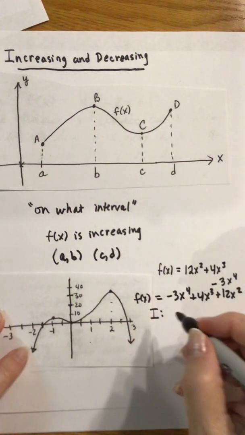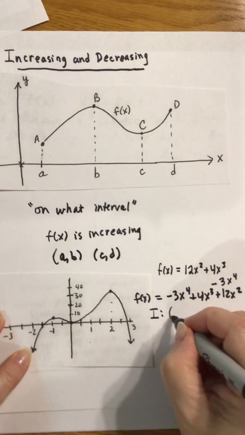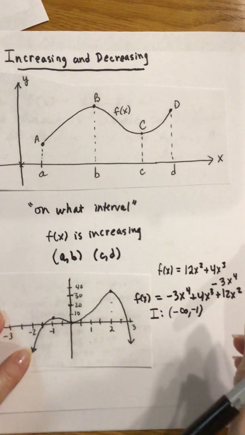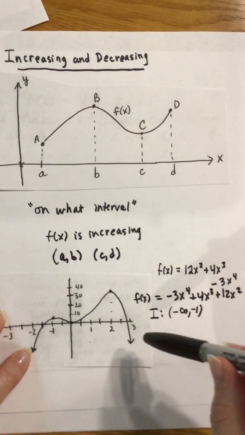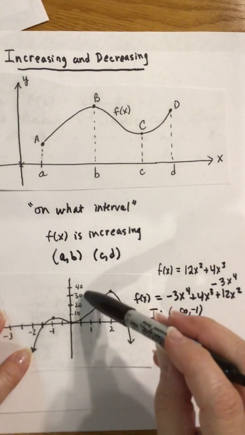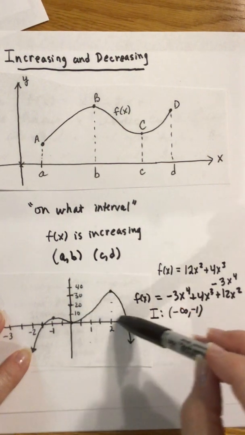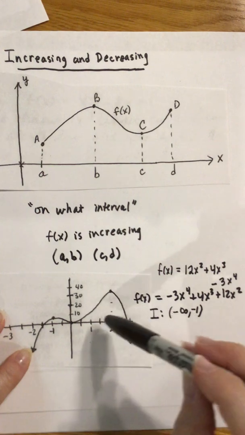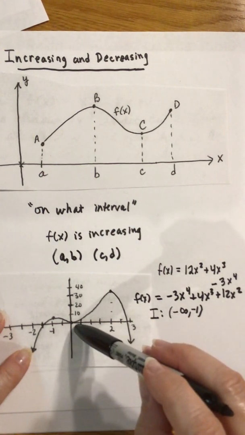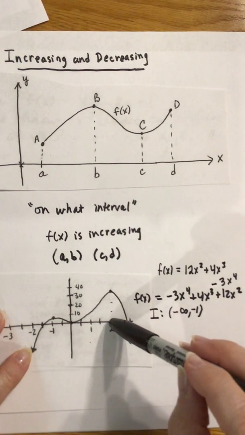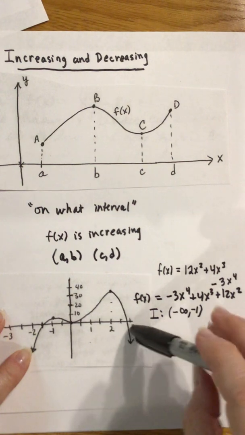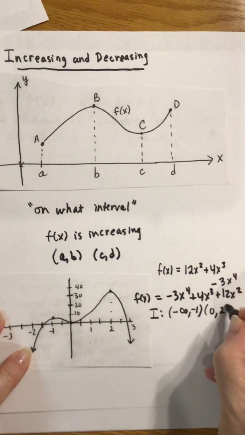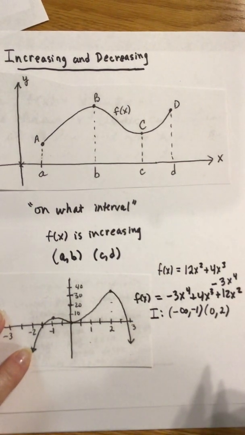So we're going to have increasing from negative infinity to negative 1. Okay, where else is it going to be increasing from? Now remember, we don't use the 10, 20, 30, 40. We use the interval off the x-axis. So what is it going to be increasing on? It's going to be increasing from 0, and it's going to keep going up and up and up until we get to 2, where it starts coming back down again. So between 0 and 2 is another place it's increasing.